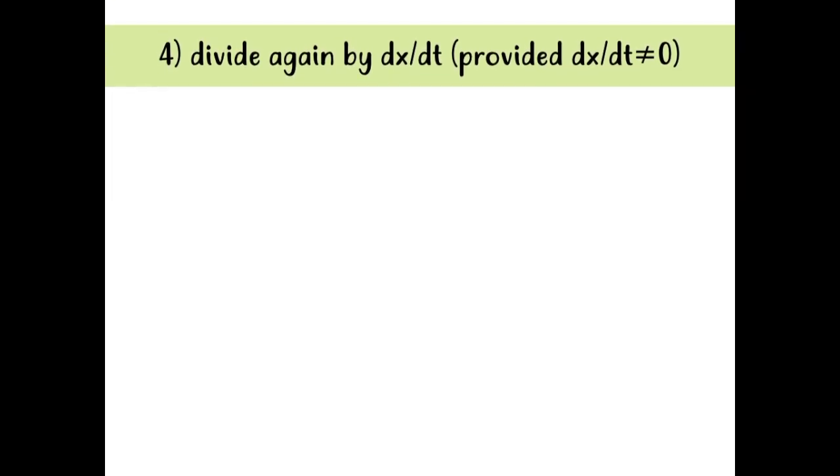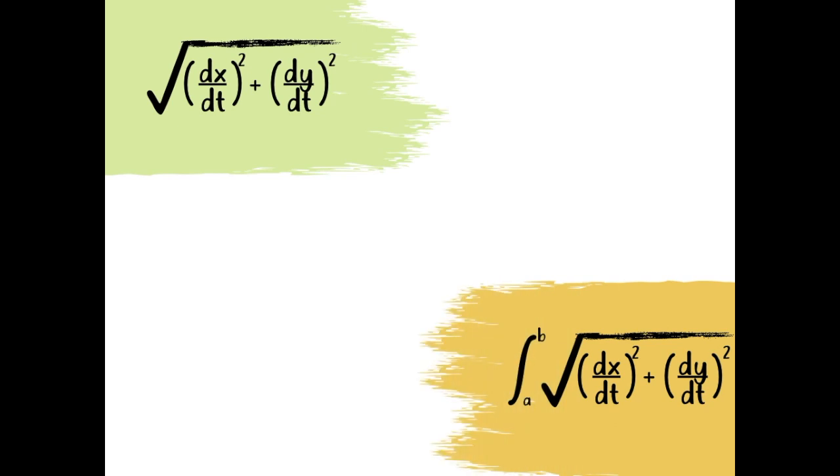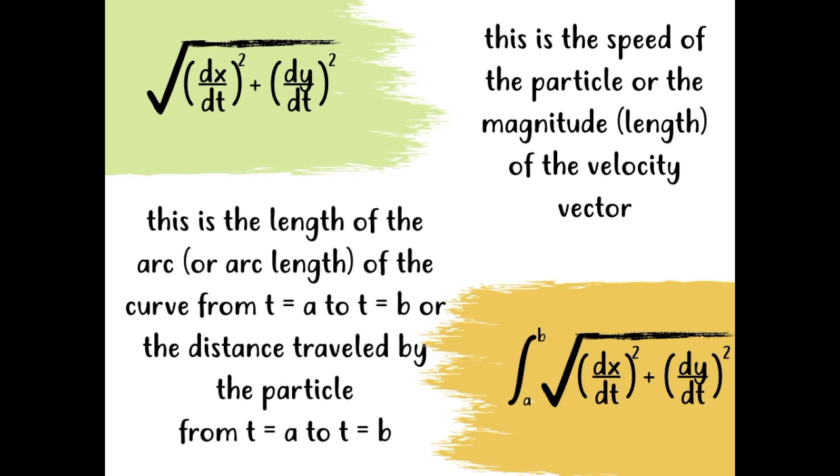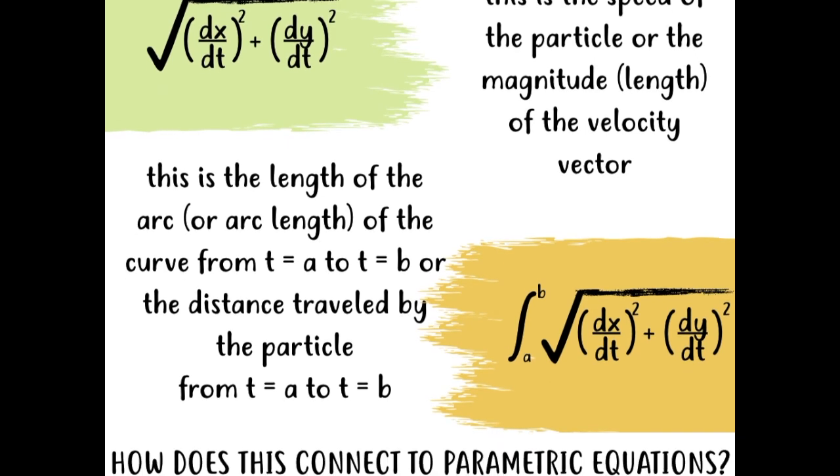Here are two formulas that are helpful to fully understand particle motion. The first one is the speed of the particle, or the magnitude, which is the length, of the velocity vector. The second formula is the length of the arc of the curve from t equals a to t equals b, or the distance traveled by the particle from t equals a to t equals b.